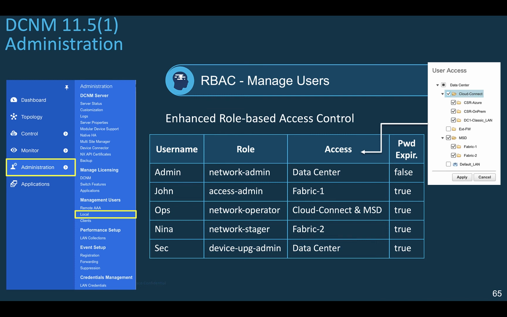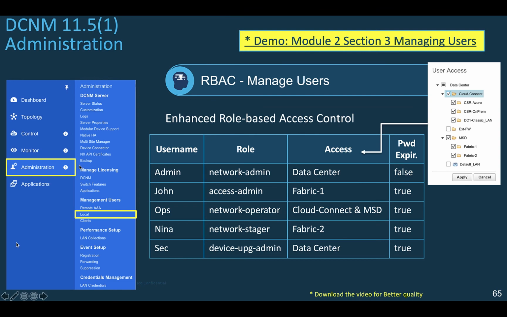A user with a network operator role has access to most of the menus, such as the dashboard, topology, and monitoring application, but not the configurations. A user with the network stager role, for example, can make configuration changes on DCNM. However, you cannot push the configuration. So you need a network admin role afterward that sees what the network stager wants to do. We can check and run it afterwards, right? And I will show you this in a minute in a video. And a user with a device upgrade admin role can perform operations only for the image management.